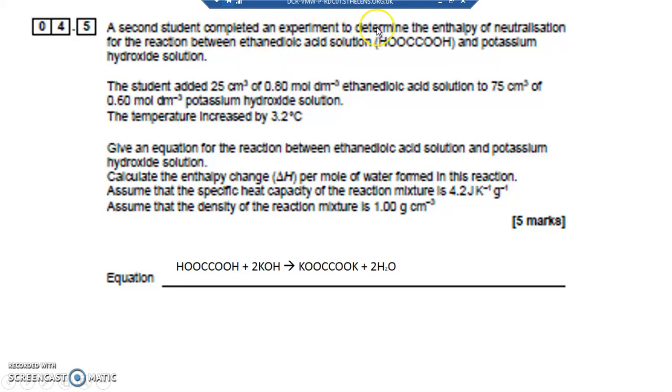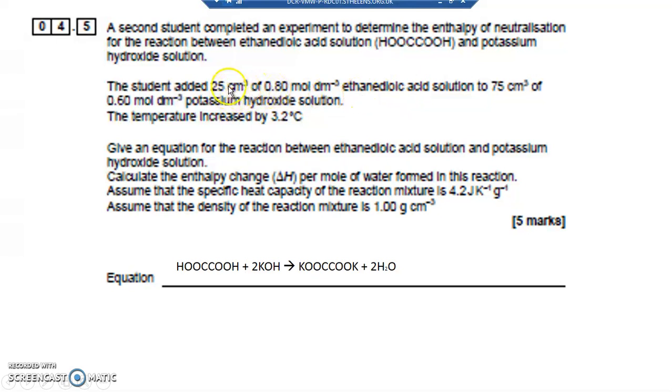A student completed an experiment to determine the enthalpy of neutralization. So you've got an acid and a base, or an acid and an alkali reacting together. The reaction between ethane dioic acid, which has two carboxylic acid groups, and potassium hydroxide. The student added 25 centimetres cubed of 0.8 mole decimetre cubed ethane dioic acid.